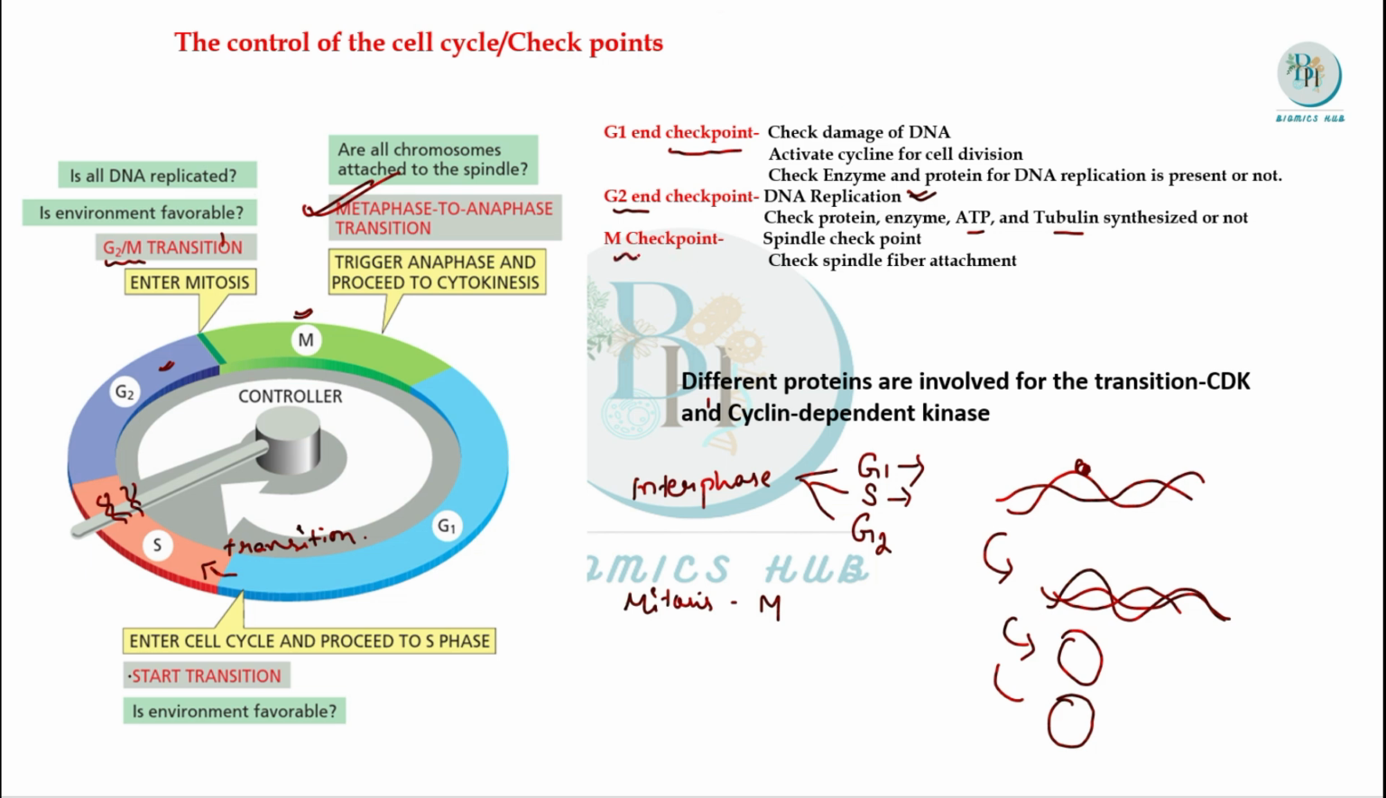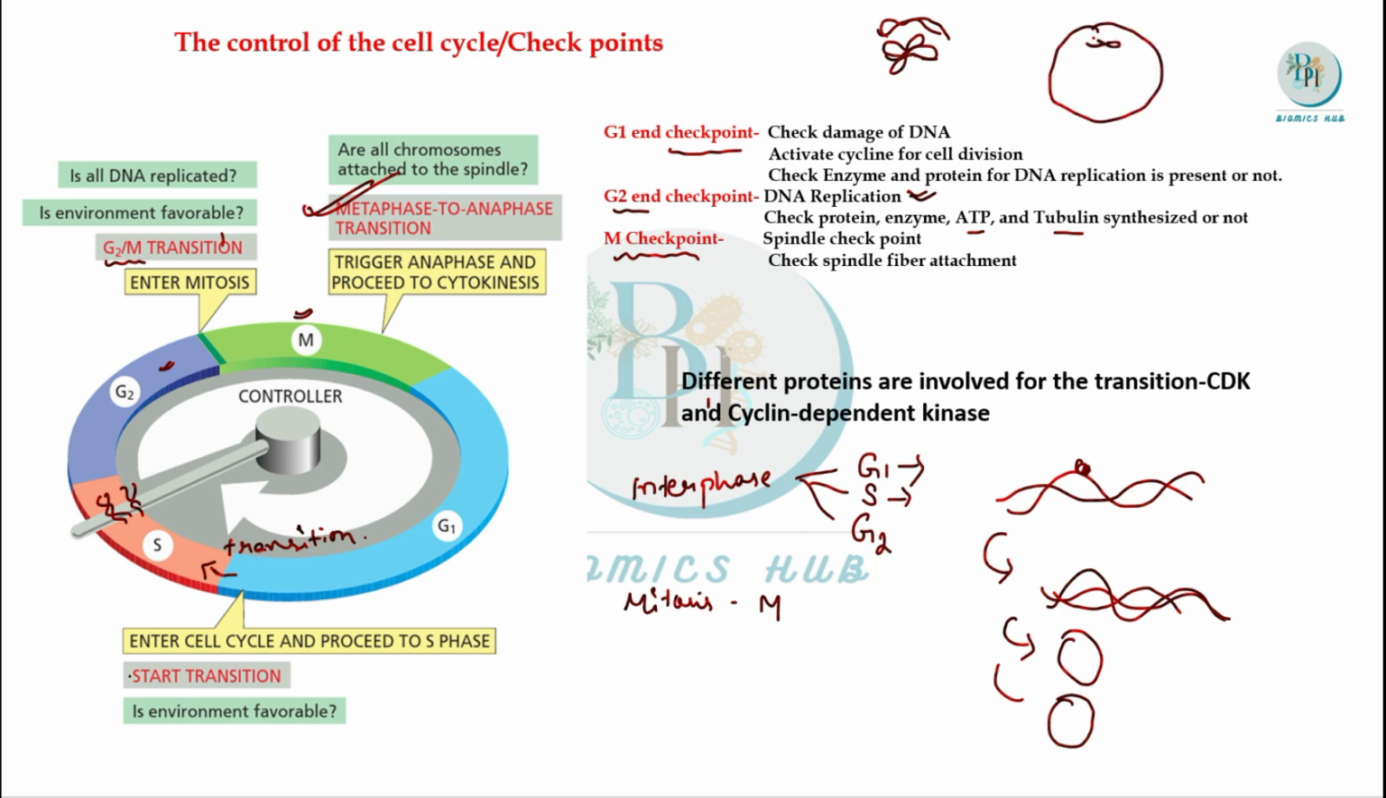Next comes the M checkpoint. What happens in the M phase? In the M phase, the chromosomes which are present are placed in the middle. Okay, they are in the middle. Why are they present in the middle? Suppose this is a cell.